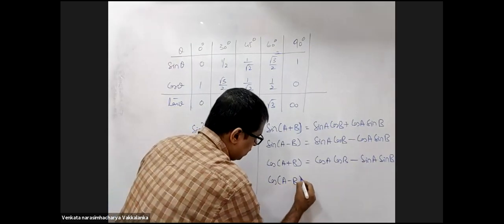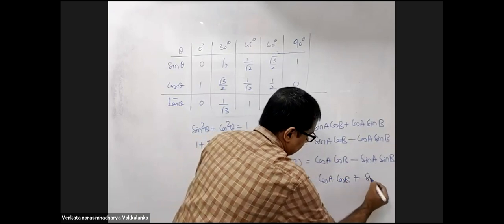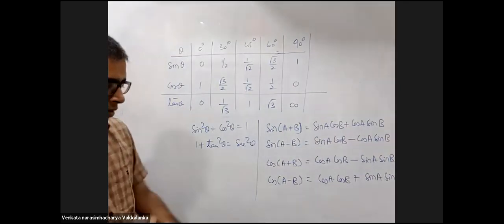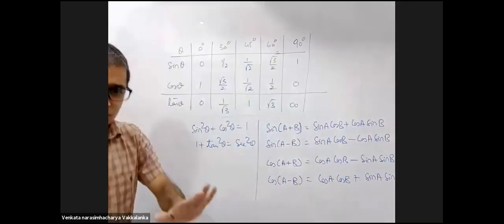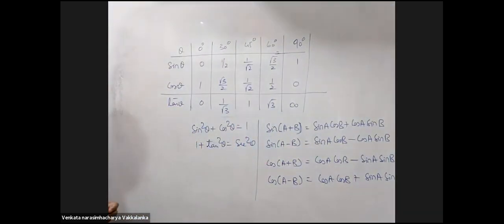Cos A minus B is cos A cos B plus sin A sin B. First step. Every student is supposed to know this by heart.